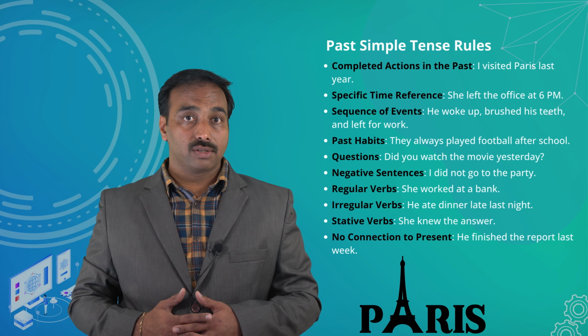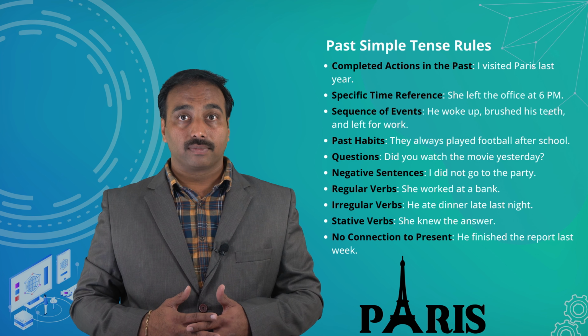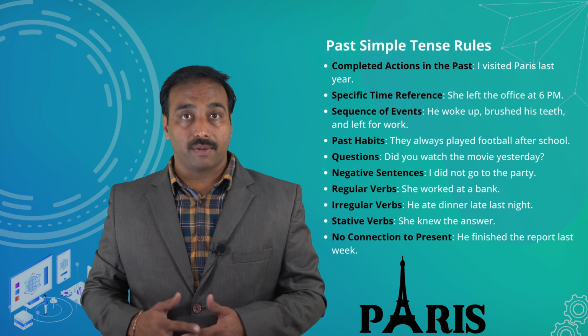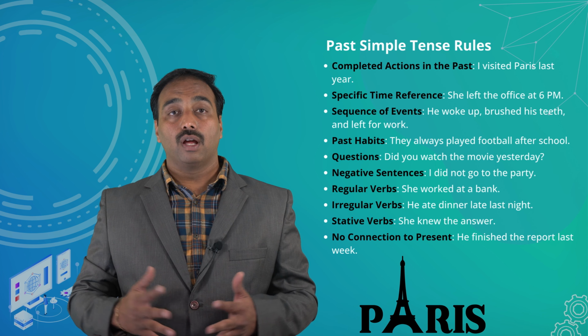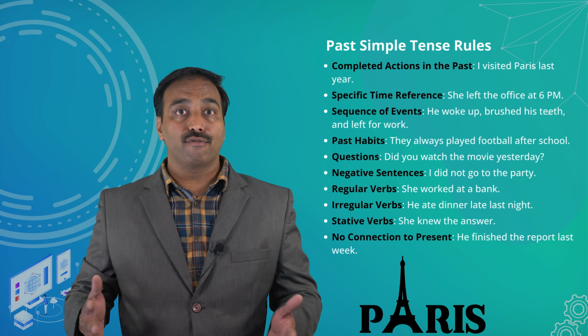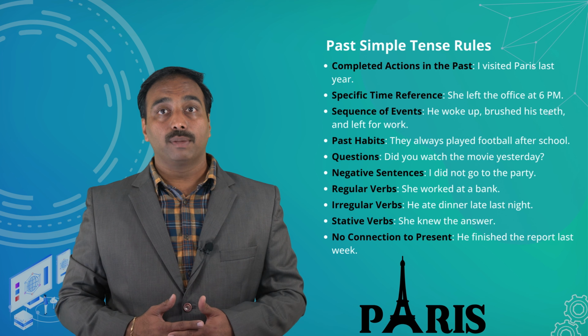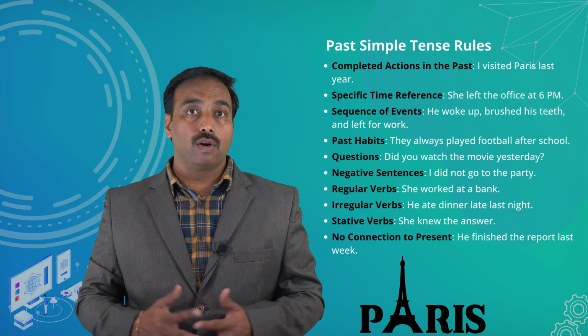Specific time reference. It is used with time markers like yesterday, last week, etc. Example, she left the office at 6 p.m. Sequence of events. It is used to describe actions that happened one after another. Example, he woke up, brushed his teeth and left for work. It is also used with past habits. Example, they always played football after school.